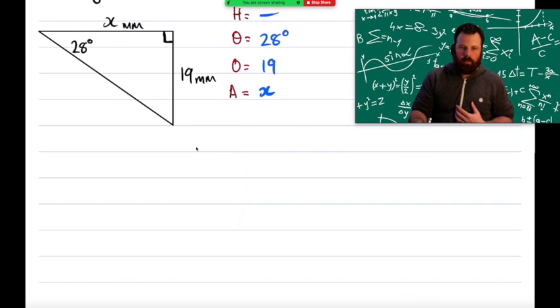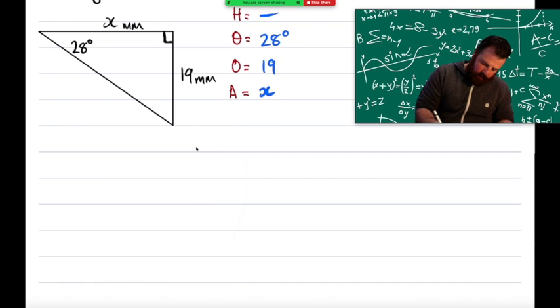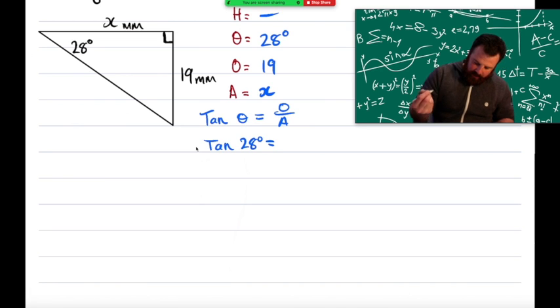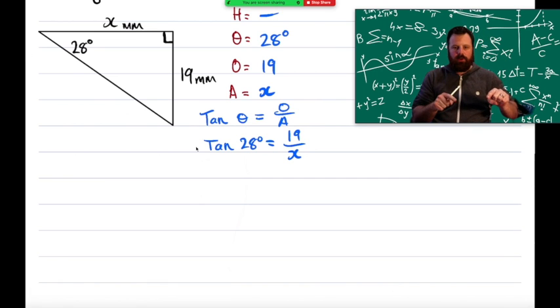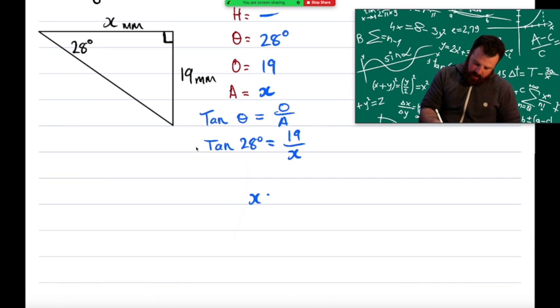So what deals with opposite and adjacent? Tangent. So we know that, we can write that here. Tan of theta is equal to the opposite over the adjacent. So tan of 28 degrees is equal to 19 over x. And again, unknown is in the bottom, so they're just going to swap places. So moving on, x is going to equal 19 over tan of 28.